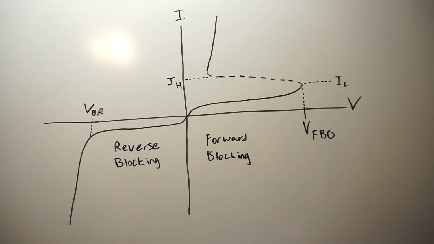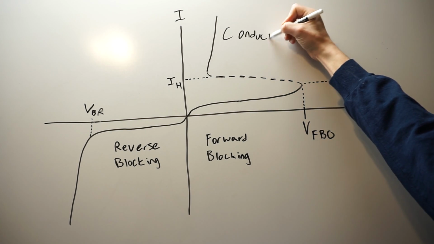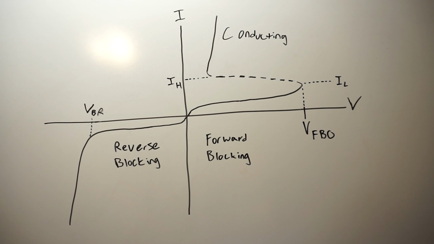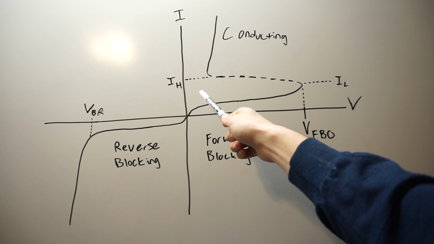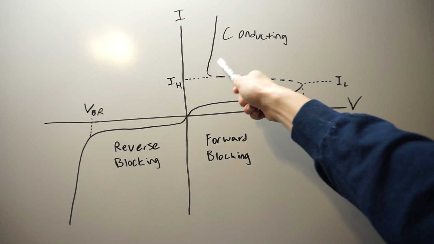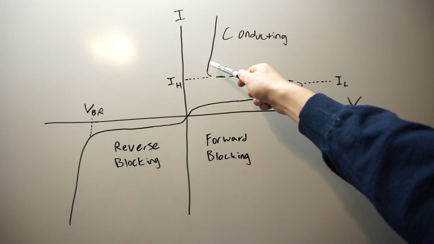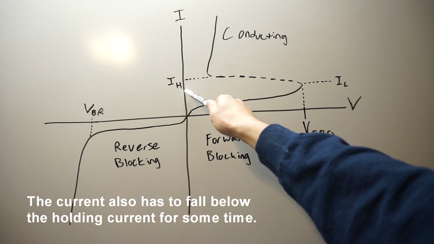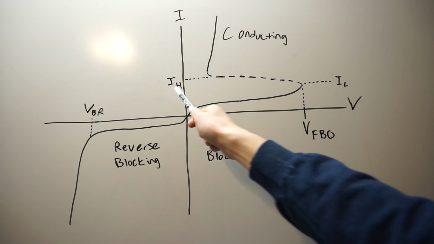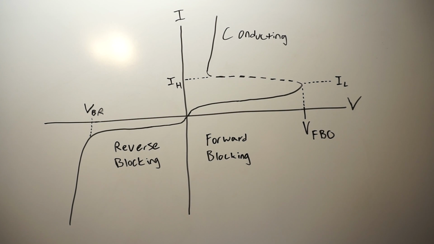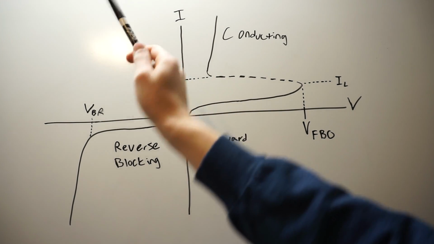So there are 3 states: the reverse blocking, forward blocking, and the conducting, where it just acts like a diode, right? And that's forward conducting, obviously. Basically what happens is it'll conduct and stay in this region until your gate is off and you have dropped below your holding current. So the current going through this SCR has to drop below the holding current. If it doesn't, it'll stay in this conducting region until both of those cases are true: till your current drops below the holding current, and till your gate is turned off.